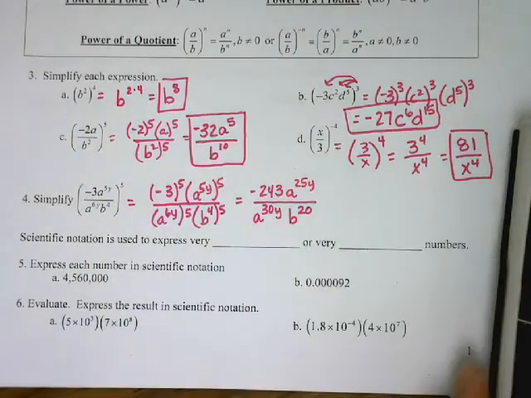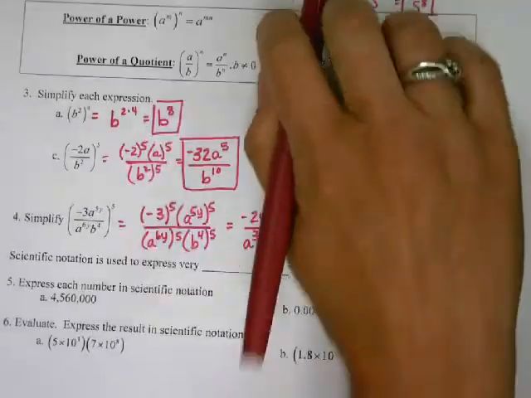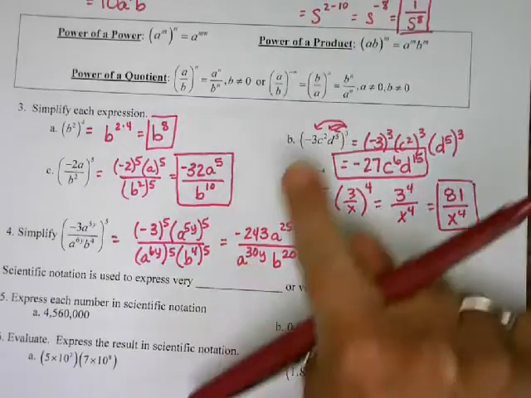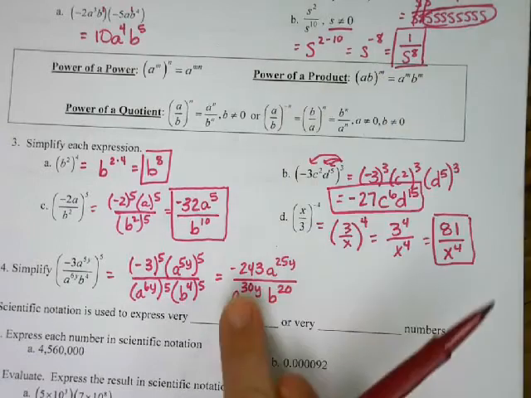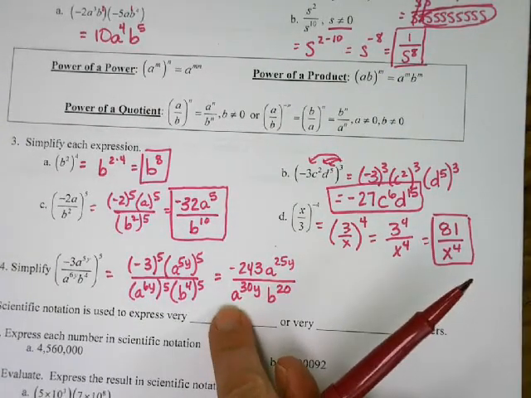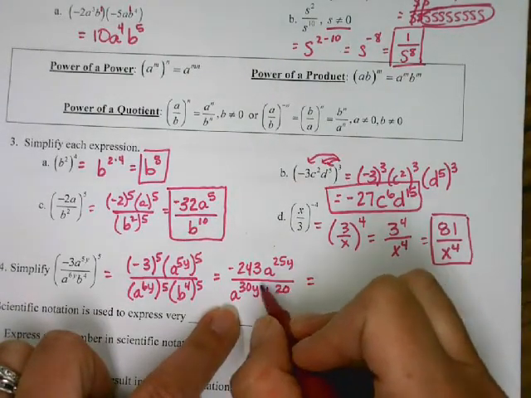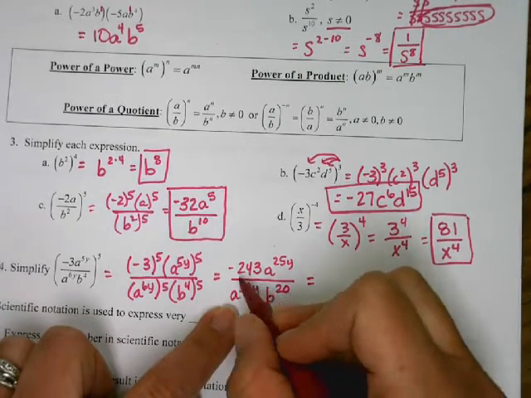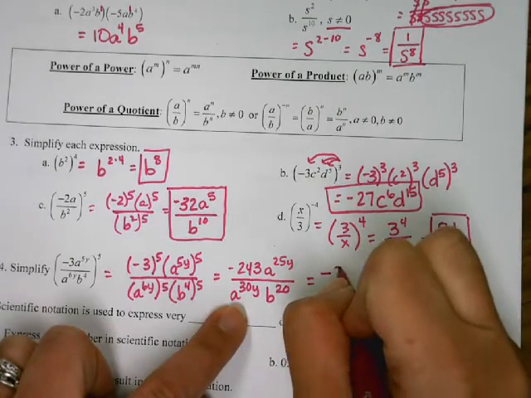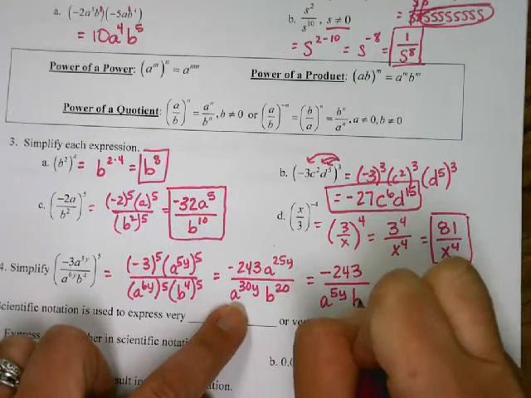All right, now, as you notice, we have an a in both the numerator and the denominator. Okay, so now we're going to use our quotient of powers rule. And it says if I have the same base, I'm going to subtract my exponents. All right, well, as we talked about in number 2b up here, which one's bigger, 30y's or 25y's? 30y's is. So I'm going to subtract them. 25 minus 30 is a negative 5, but we know he's going to be in the denominator, so we can say 30 minus 25. So I have negative 243 divided by a to the 5y, b to the 20th.